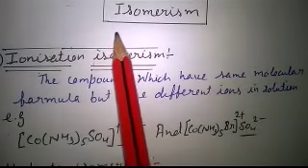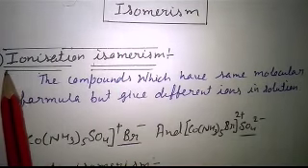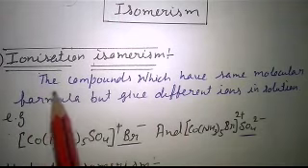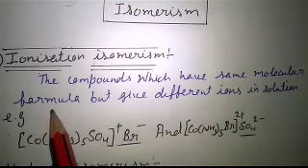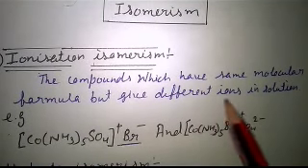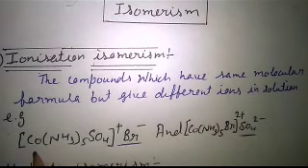Students, next topic is isomerism. First, ionization isomerism: compounds which have the same molecular formula but give different ions in solution. For example, in this coordination compound the outside ion is bromide, and in this example the coordination compound gives sulfate ion. Both have the same molecular formula but give different ions in solution: this gives bromide ion or this gives sulfate ion.